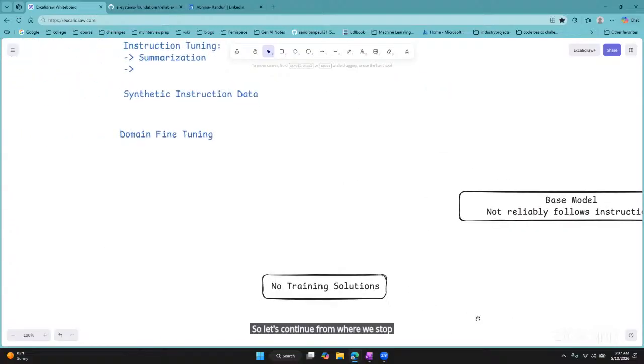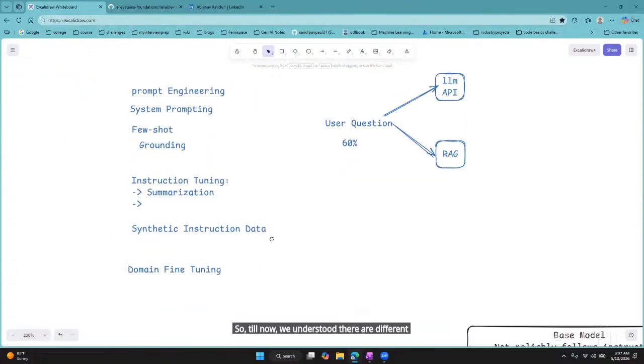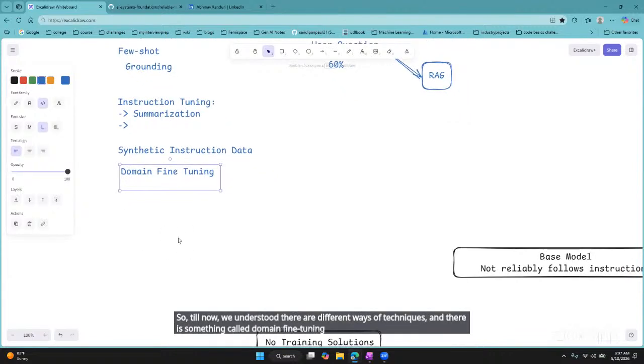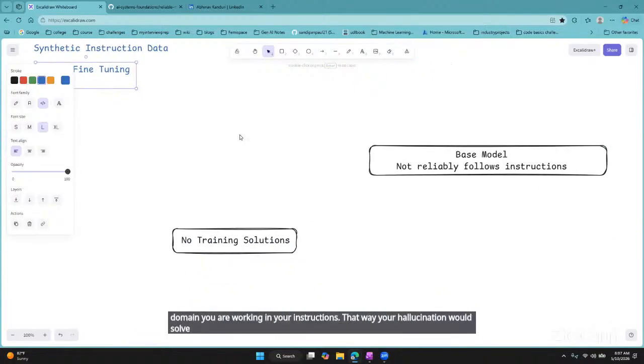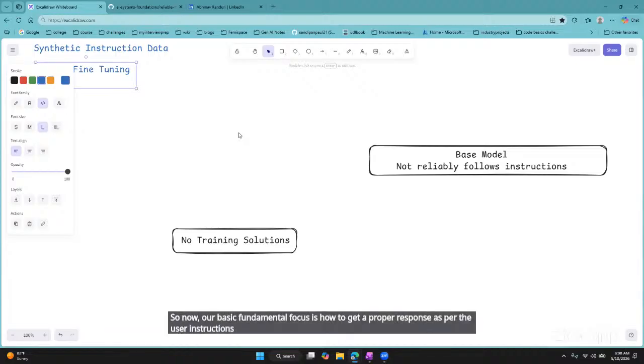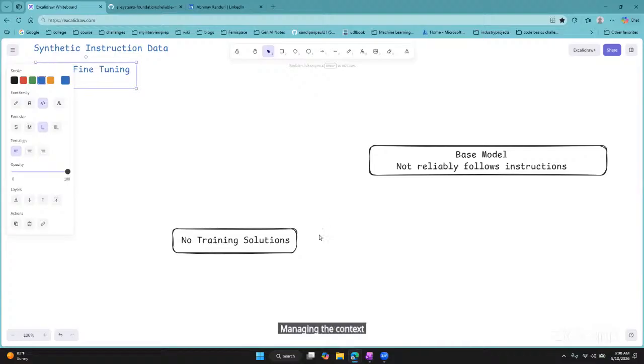So till now we understood there are different techniques, and there is something called domain fine tuning, where you explicitly say in your instructions which domain you are working in. That way your hallucination would be solved. So now our basic fundamental focus is how to get a proper response as per the user instructions. This might solve your hallucination to an extent, and it will also help with managing the context before you send it to the LLM.